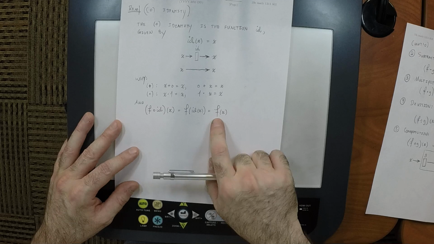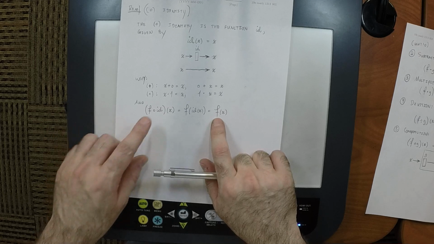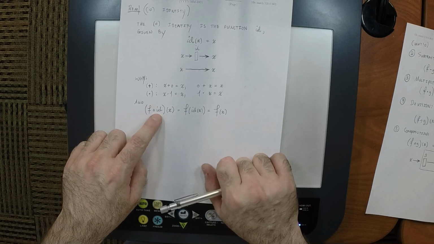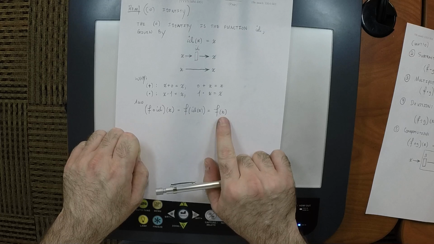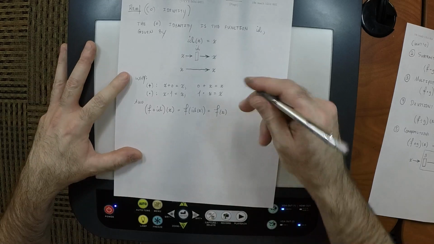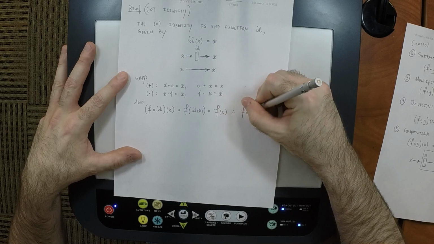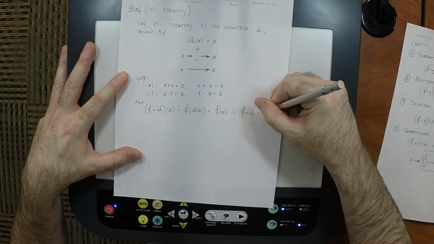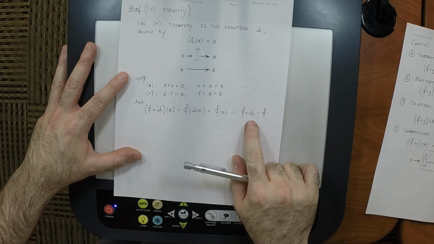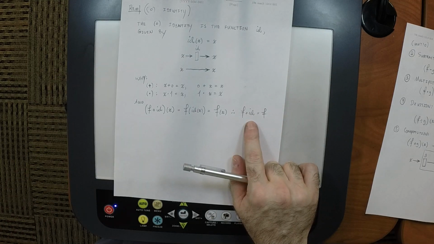And so what it's saying is that if you do this, that's the same as doing that. So what that's saying is that f composed with ID is the same as just f. So composing with ID apparently doesn't change the result.